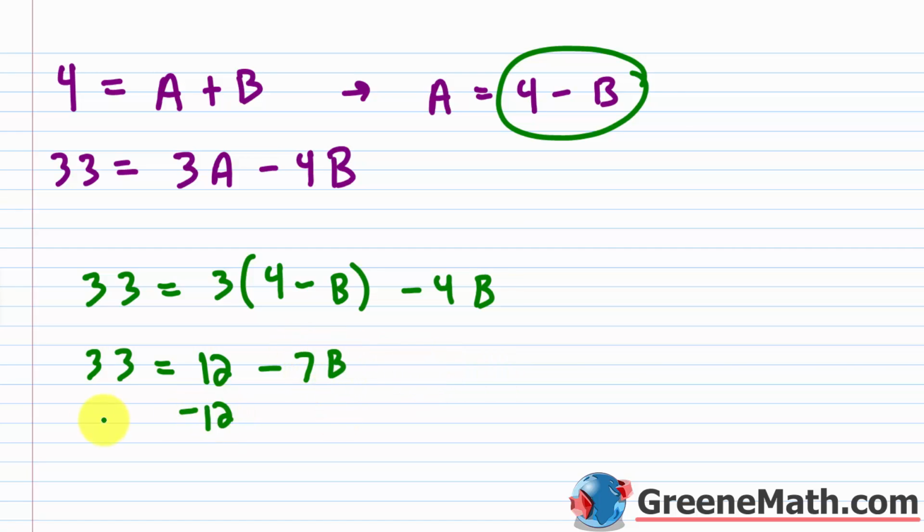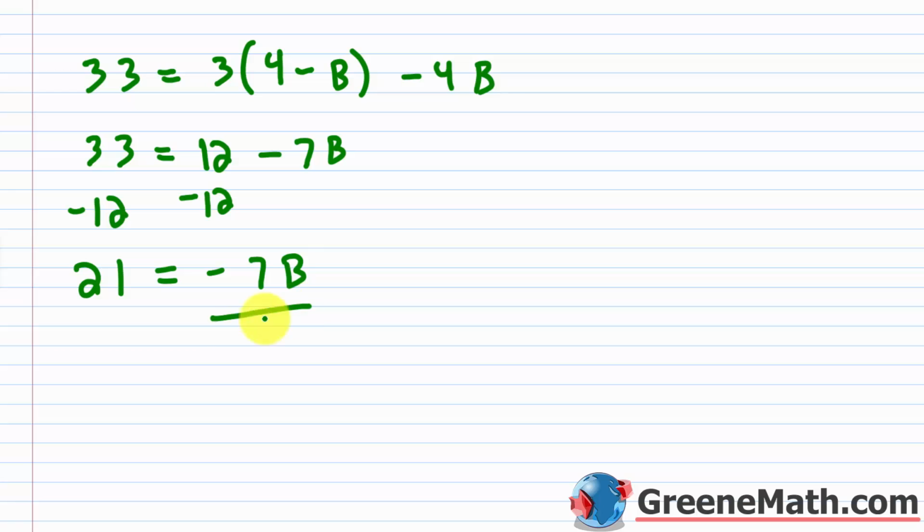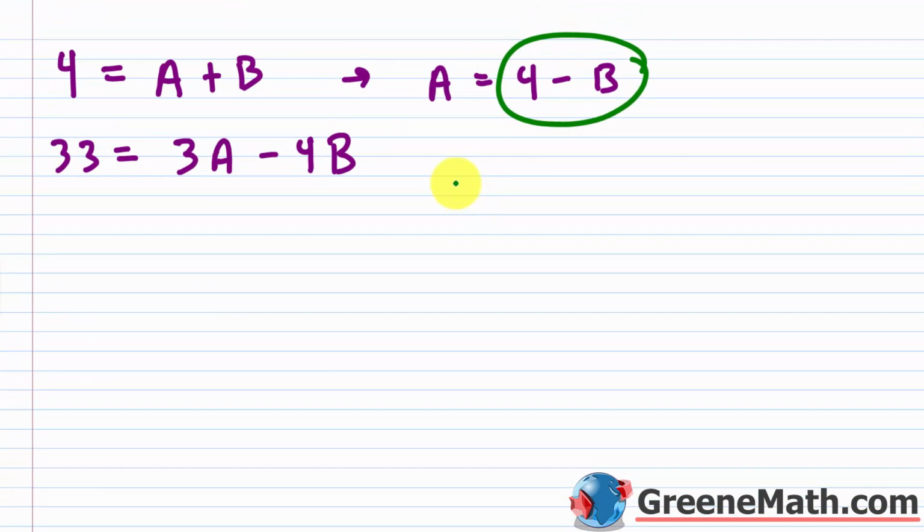If I subtract 12 away from each side of the equation, this is going to give me 21 over here. And over here, I'm going to have negative 7b. And if I divide both sides by negative 7, I'm going to find that b is equal to negative 3. And we already knew that because we kind of started out with that information. So b is negative 3. So let me erase this and come back up here. We'll just say b is equal to negative 3.